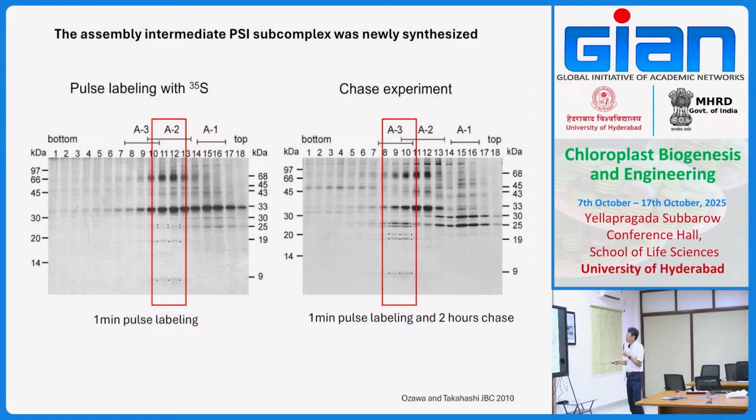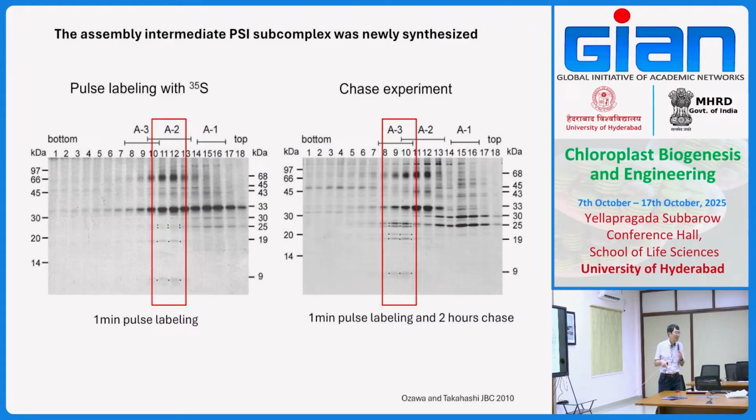After the chase experiment, what happened? Do you remember the fractions A1, A2, A3? This is mainly LHC2, the light harvesting complex, separated. This is mainly PS2, and this is mainly PS1. But here, PS1 was not there. The newly synthesized PS1 temporarily stays in the A2 fraction, the smaller subcomplex. The PS2 is already here, but you can see the fraction that separates the smaller subcomplexes still has a strong signal. So probably this is not fully assembled PS2 protein.